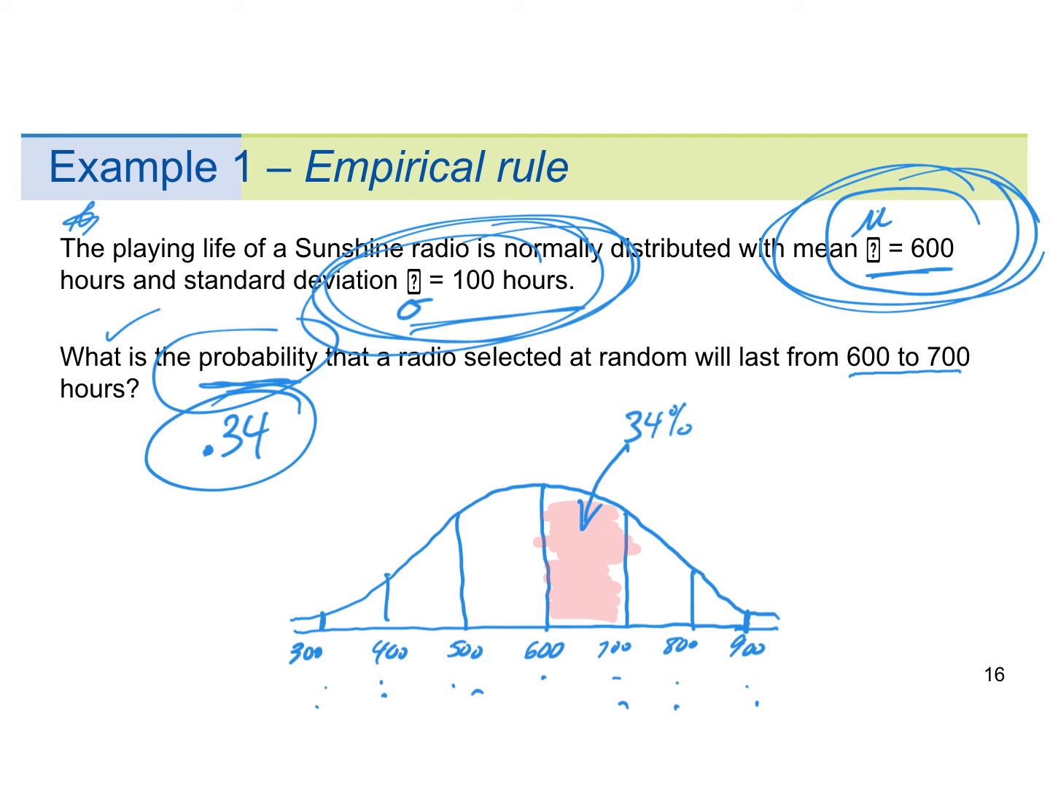All right, let me add another one. What if I said something like this? What is the probability that a radio selected at random will last between 400 and 800 hours? Remember, 400 is 2 standard deviations below and 800 is 2 above. Remember, that was the 95%. So the answer to that question I made up is 0.95. All of them will deal with the same values of the empirical rule.